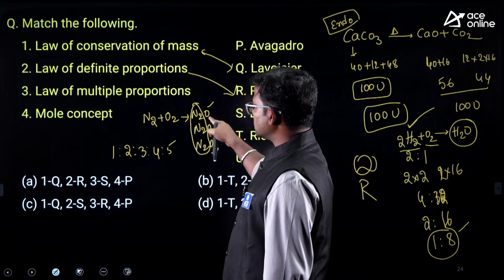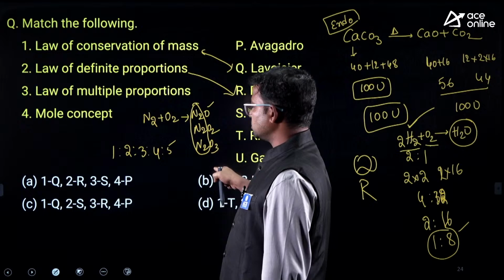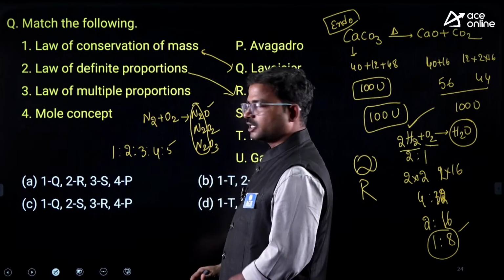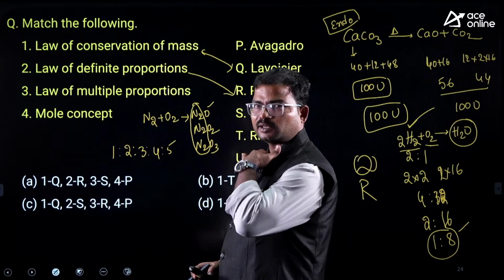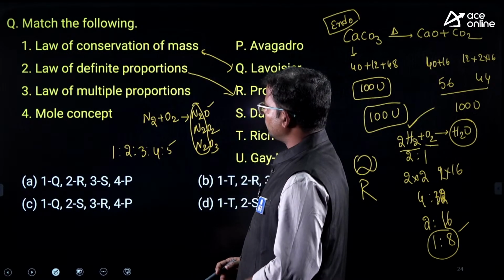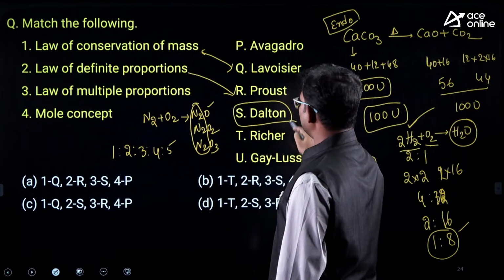How many oxygens? Here we have 1. What about here? 2. Next 3. Next, if it forms 4. Next, if it forms 5. So that is considered a simple whole number ratio. Okay, so this concept, the law of multiple proportions, was actually proposed by John Dalton.